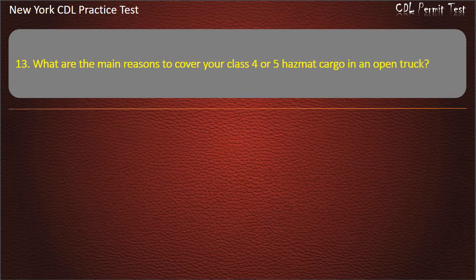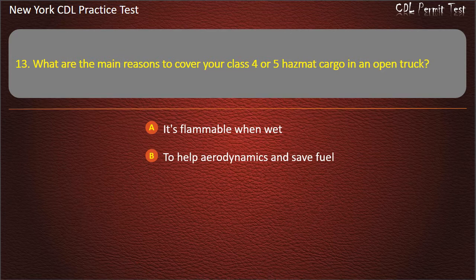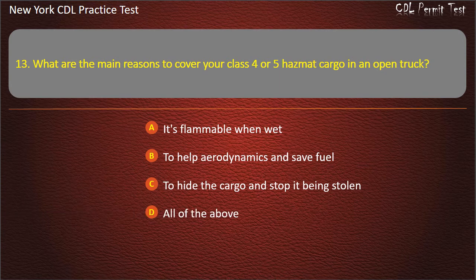Question 13. What are the main reasons to cover your Class 4 or 5 hazmat cargo in an open truck? It's flammable when wet. To help aerodynamics and save fuel. To hide the cargo and stop it being stolen. All of the above. Answer. It's flammable when wet.